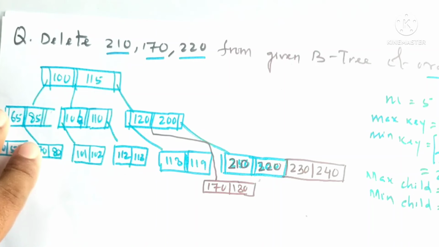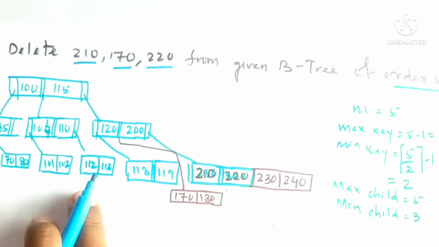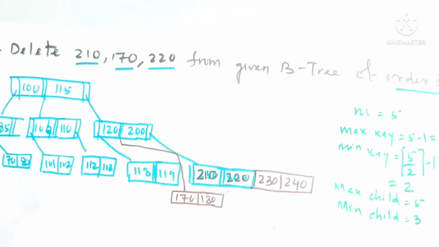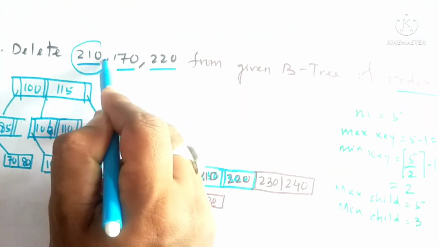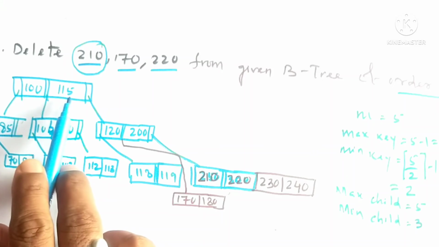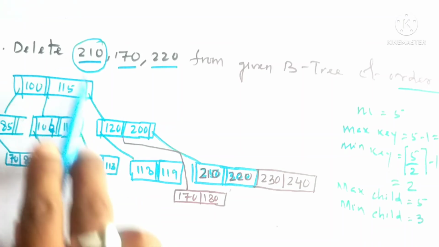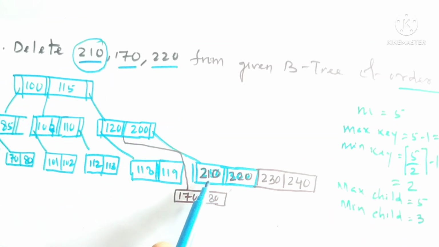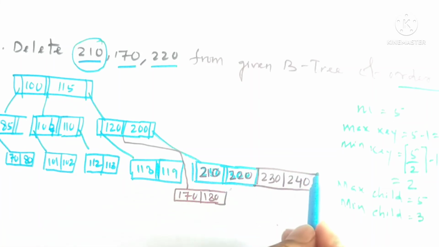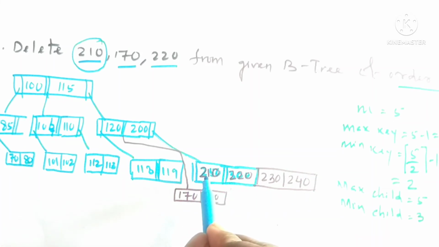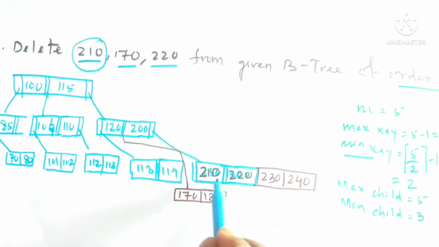So now in this example, the first value that I want to delete is 210. 210 is greater than 115, so I went to the right side. The right side is 210, so again 210 is greater than 200, so I went to the right side. So I got here 210. This leaf node contains 210, so I can delete the value from the leaf node provided the leaf node contains more than the minimum keys. What is the minimum key size? That is 2. It contains how many? 4. So it is more than the minimum, and I can delete 210 directly.